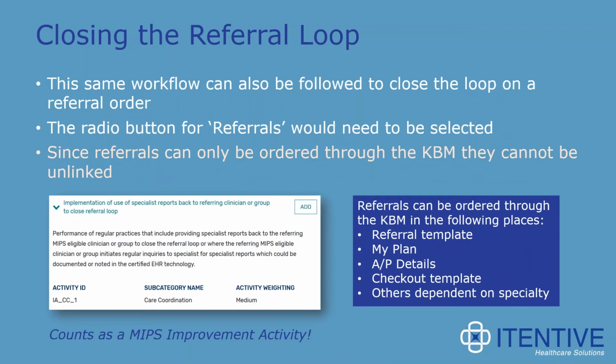Now, closing the referral loop. As I mentioned earlier in the presentation, the referral loop must be done from either a referral template, My Plan, AP Details, Checkout template, and again, anything else that is dependent on specialty. The same workflow can be followed to close the loop on a referral order because it's always being done from the KBM. The radio button for referrals would need to be selected. And since the referrals can only be ordered through the KBM, again, they cannot be unlinked. So it's important to keep all of this in perspective. It's also important to note that this does count as a MIPS improvement activity.